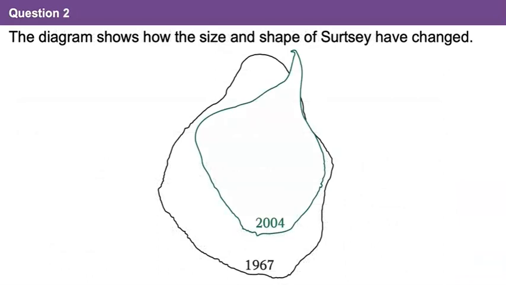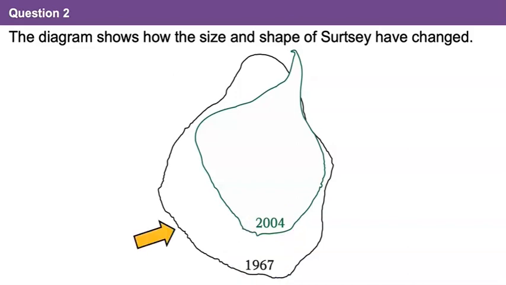Now, let's look at question 2. The diagram shows how the size and shape of Surtsey have changed. For this question, we will focus on the time scales of the events that are changing Surtsey's land. Remember, we saw this diagram during the last conceptual checkpoint when we examined how the size of Surtsey has changed over time. Now, think about the time it has taken for Surtsey's size and shape to change.